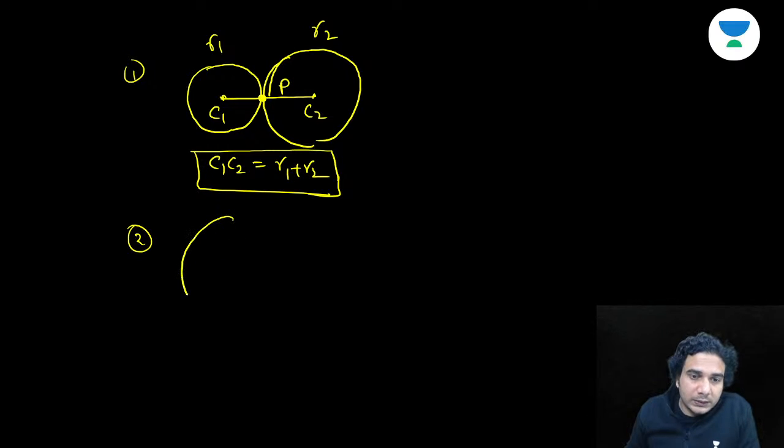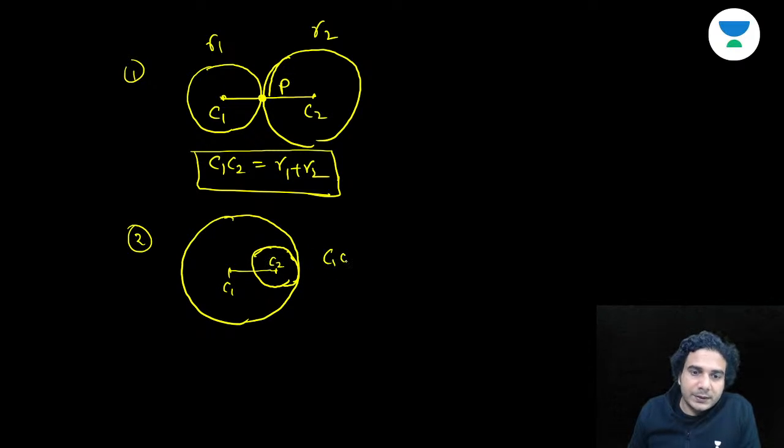If two circles touch each other internally, then the distance between their centers, C1C2, is equal to mod of R1 minus R2. All right.